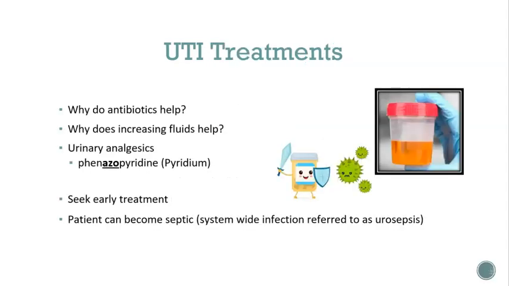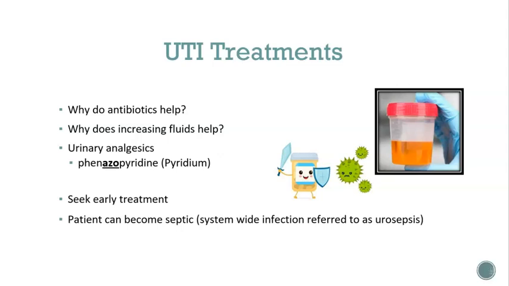We use antibiotics to treat UTIs because antibiotics kill the bacteria that's causing the infection. We also have these patients increase their fluid intake to help them void and flush out the bacteria that's in the urinary tract. We also use urinary analgesics, and that is to help prevent the dysuria that these patients typically experience. These urinary analgesics have a common word part of AZO.